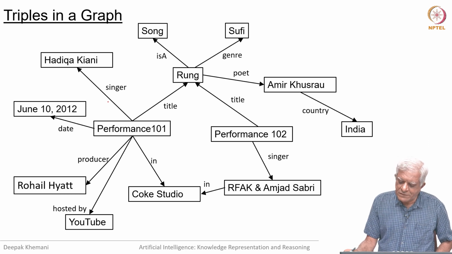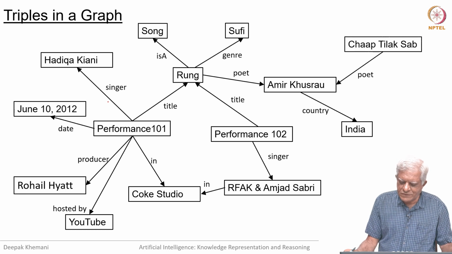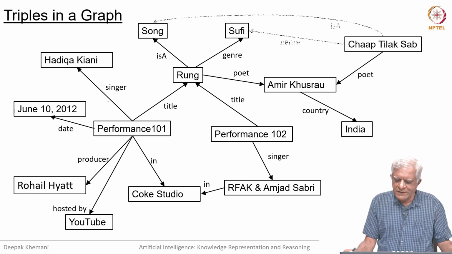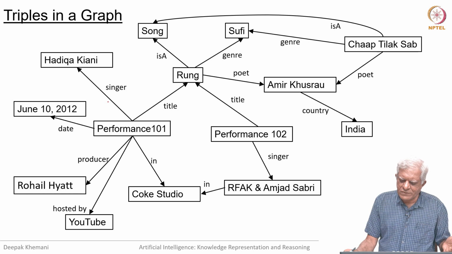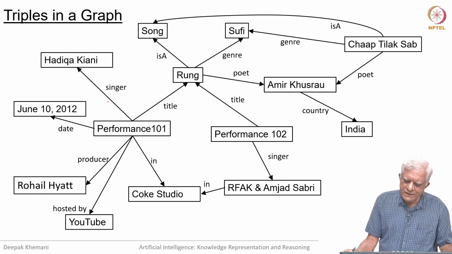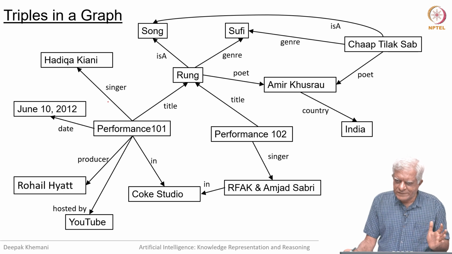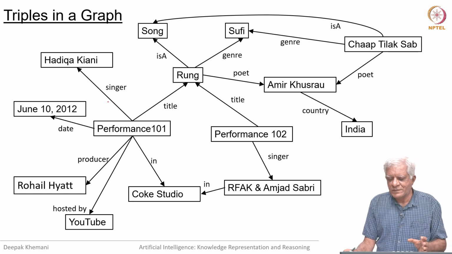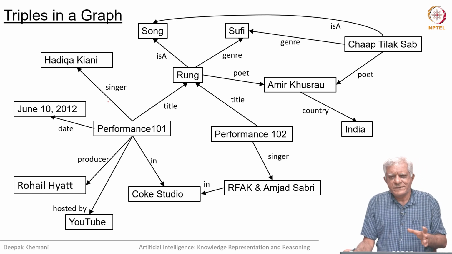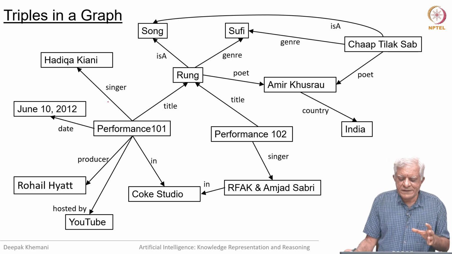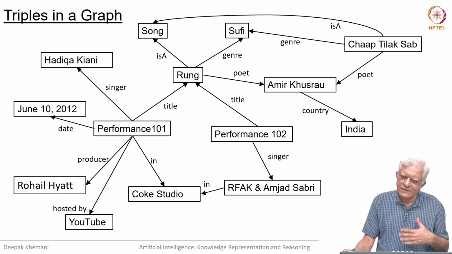And finally, about the other poem written by Amir Khusro, which is called Chhap Tilak Sab, we can add that also to that, and also add that it is a Sufi song which he wrote essentially. So, this is the style of representation that we are going to be moving towards, and we will see that this way of representing things facilitates a lot of work on the internet.